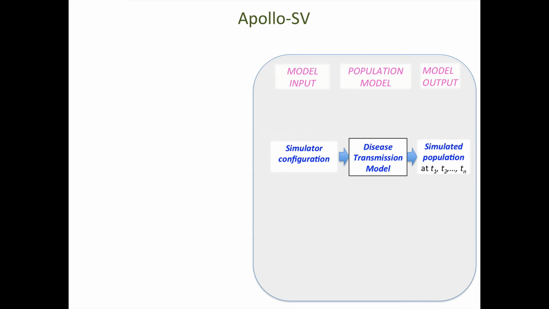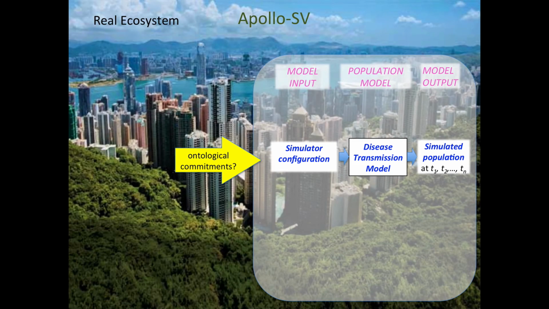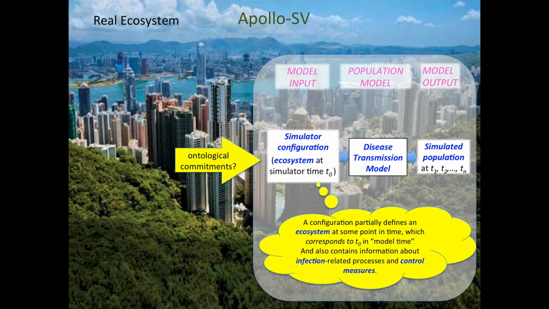Just a reminder that blue italics denote terms in Apollo SV. We use pink to denote terms that we are adding to Apollo SV. Our process also explores the ontological commitments made by models, which refers to the aspects of reality they choose to represent and those they choose to ignore. This perspective led us to see a simulator configuration as a partial representation of an ecosystem at some point in time, which corresponds to time 0 in model time.